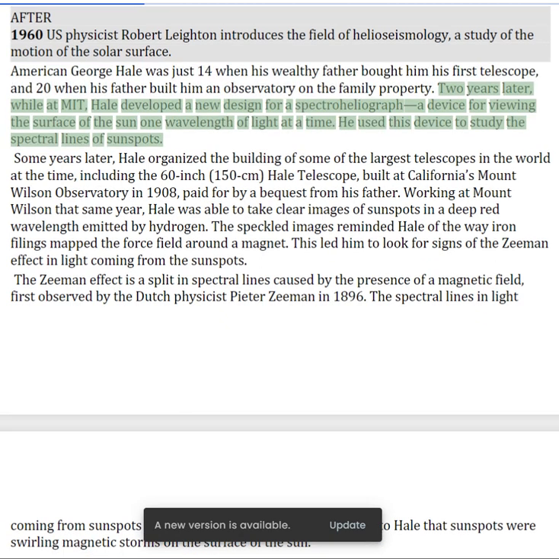2 years later, while at MIT, Hale developed a new design for a spectroheliograph, a device for viewing the surface of the Sun one wavelength of light at a time. He used this device to study the spectral lines of sunspots.